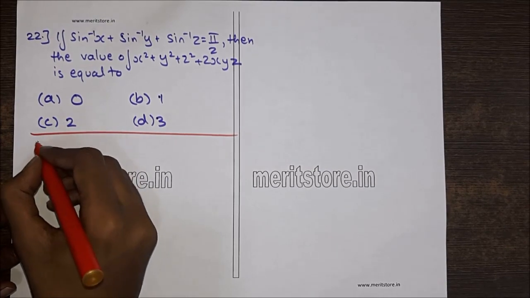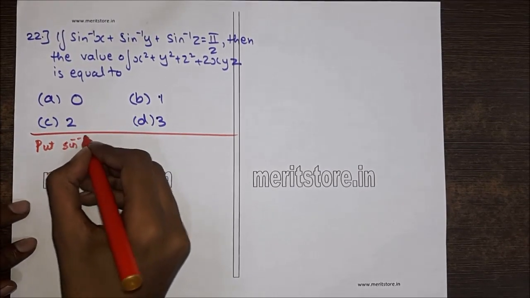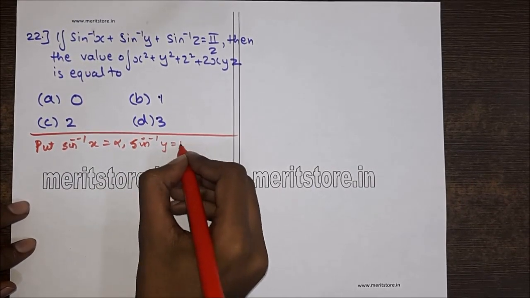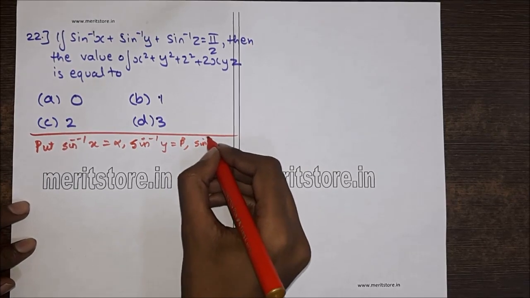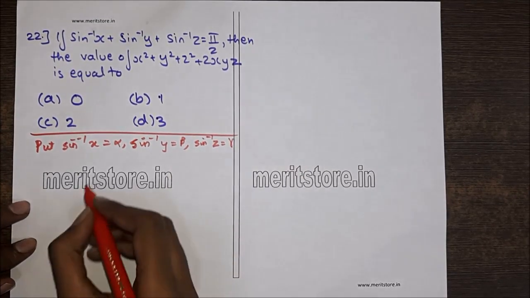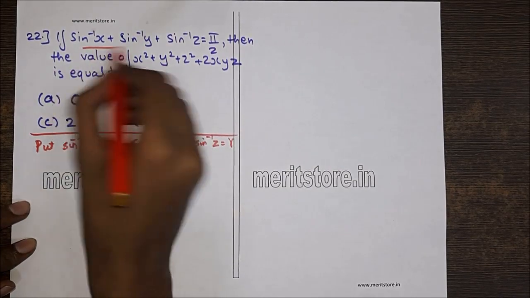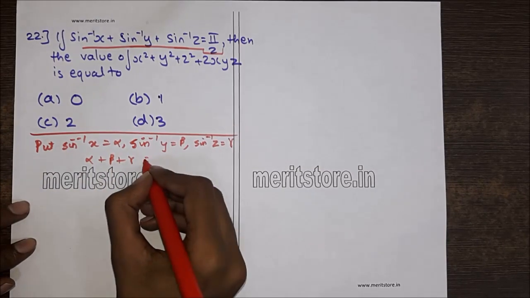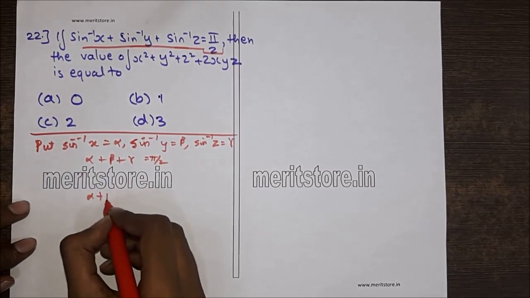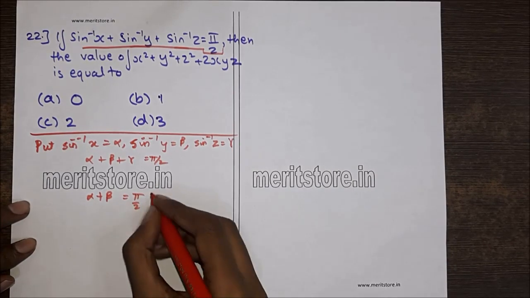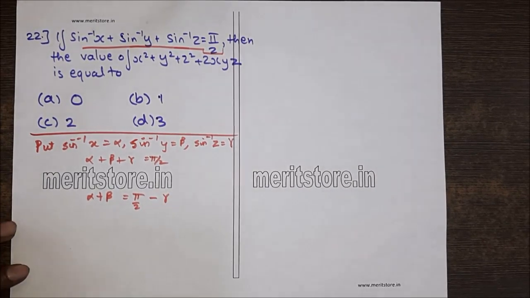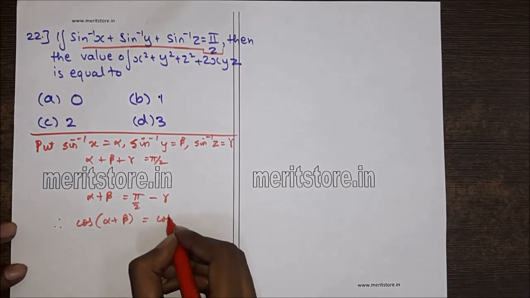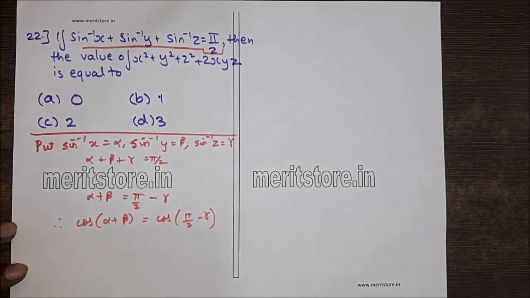First, put sine inverse x is equal to alpha and sine inverse y is equal to beta and sine inverse z is equal to gamma. So substituting it in this condition, we get alpha plus beta plus gamma is pi by 2. That is alpha plus beta is pi by 2 minus gamma. Therefore cos of alpha plus beta is cos of pi by 2 minus gamma.